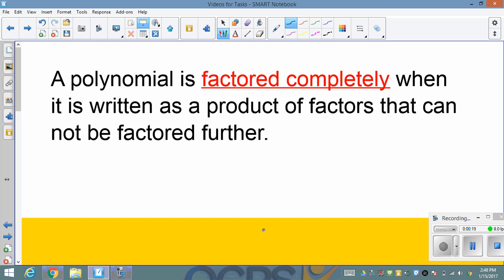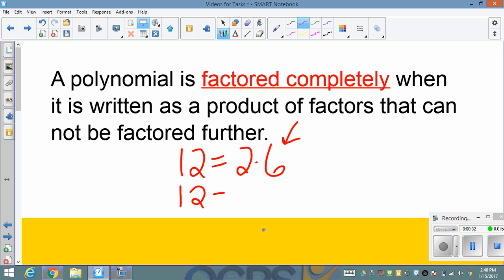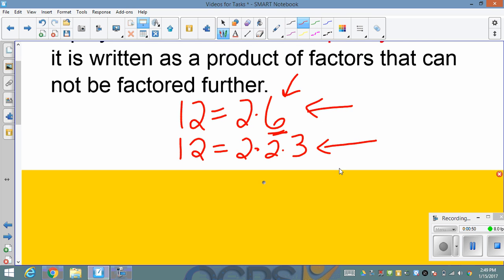So if I have the number 12, for example, and I write it as 2 times 6, that's factored but not factored to the prime factorization because 6 can be factored further. So what I would do instead is write it as 2 times, and instead of 6, I would say 2 times 3. So this one is factored. This one is the prime factorization, which is what we're calling factored completely. So it is factored until it can be factored no further.